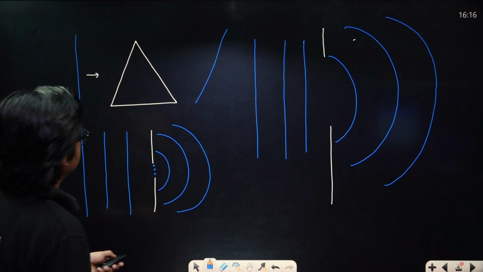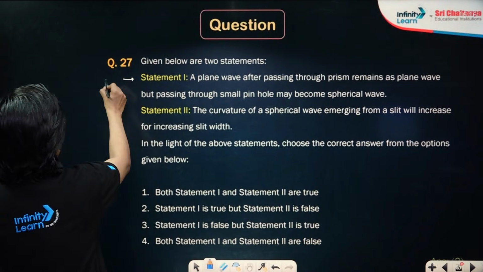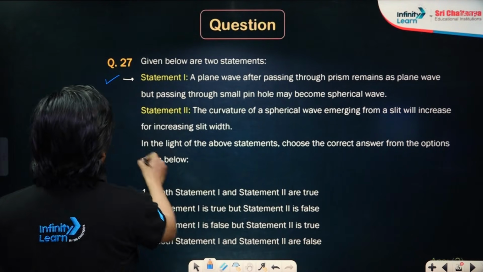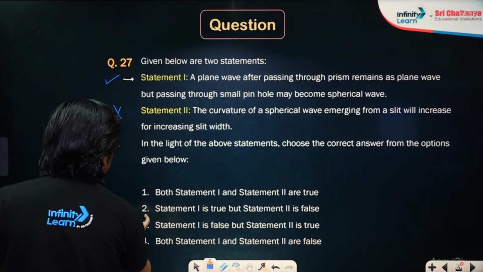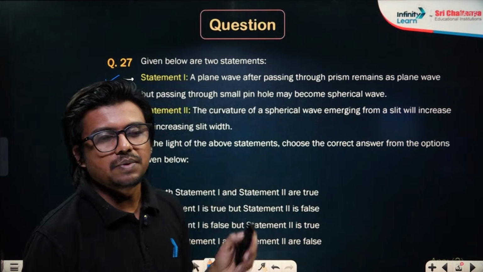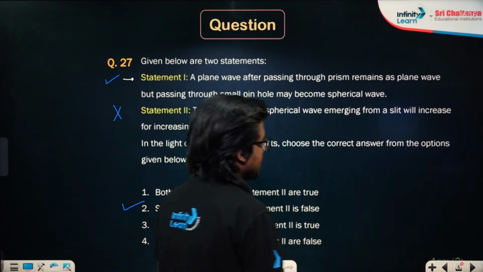So in the previous question, statement 1 is true, statement 2 is false, curvature is not increasing, it is decreasing. So statement 1 is true, but statement 2 is false. This is the correct option.